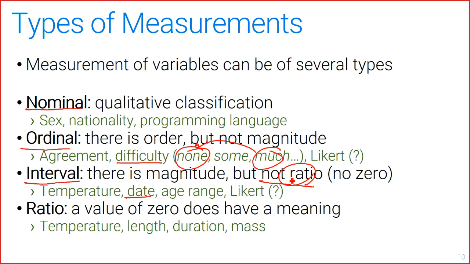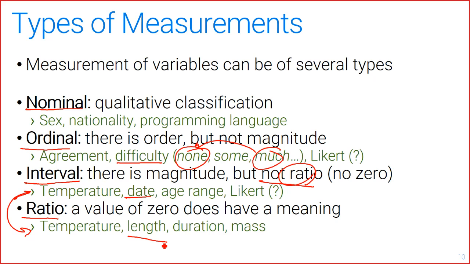And then if we have a variable in which the ratio does make sense, and does make sense because the value of 0 has a meaning, then we have a ratio variable. And in this case, we also have temperature. We're going to see why temperature is in both places. But you can think, for example, about a length. There is a notion of no length, of 0 millimeters, for example. And we know that 20 centimeters is twice as much as 10 centimeters, because the notion of 0 does have a specific meaning in this variable.